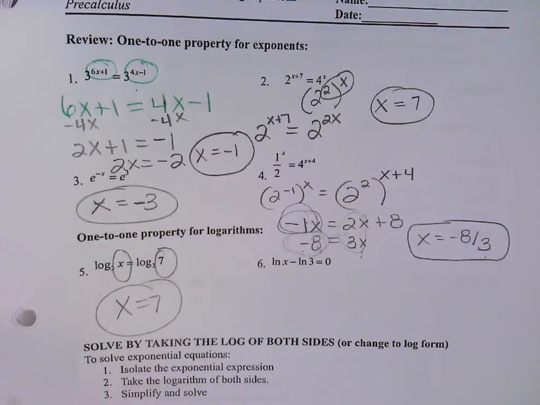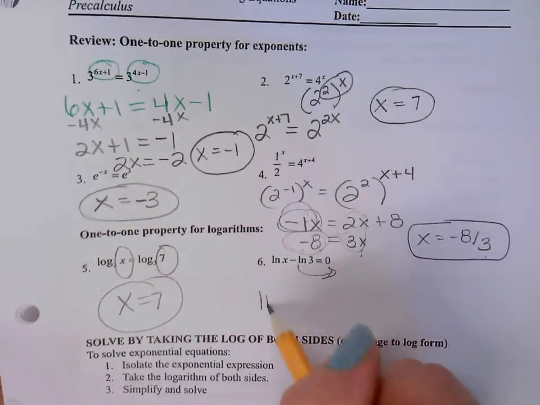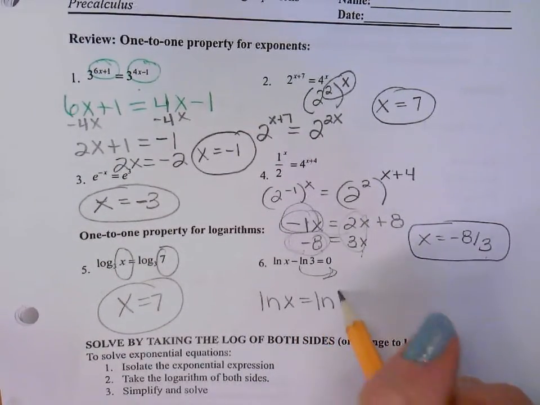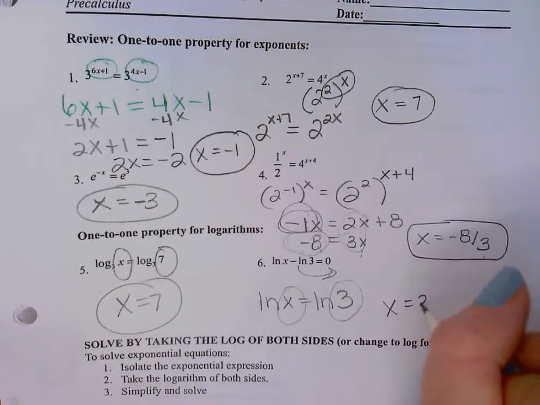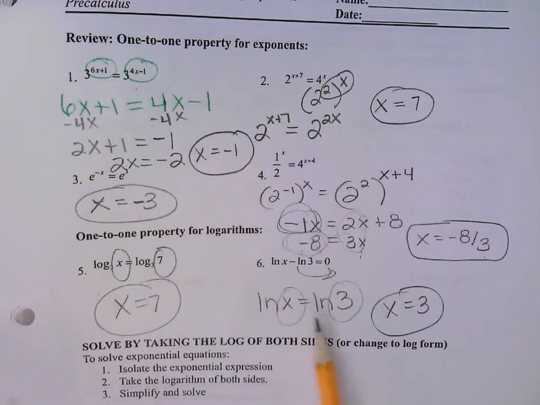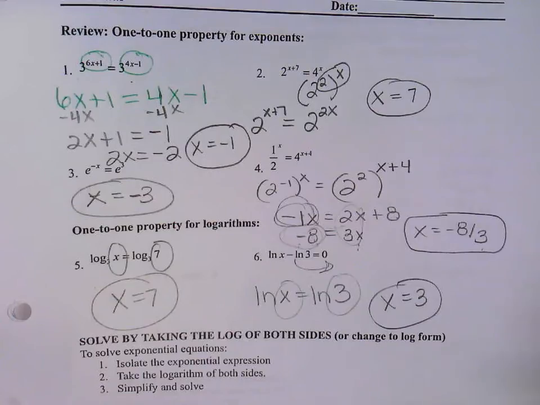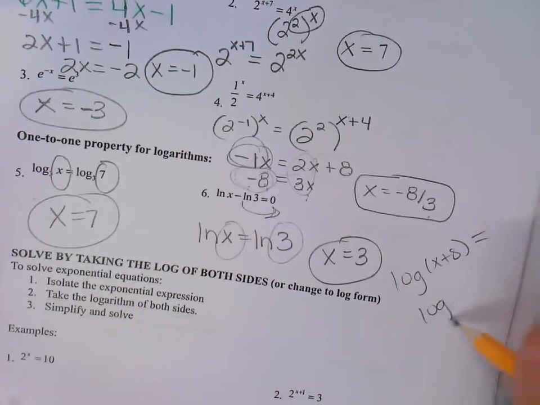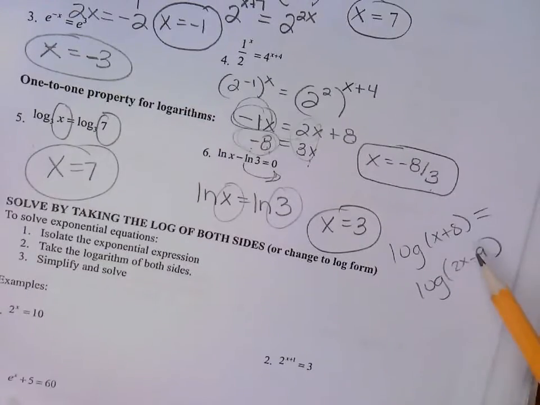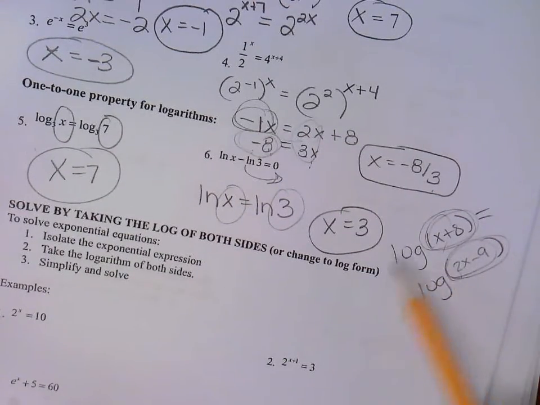And you can't really see it on number 6, but if you put that natural log of 3 to the other side of the equation by adding it, you would have the natural log of x equal to the natural log of 3. So now you can see, I think, that x would have to be 3 to make it true. And if there was an expression inside, just like up here with exponents, if you had the log of x plus 8 equals the log of 2x minus 9, you could just set this inside piece equal to this inside piece and ignore the logs because it's the one-to-one property.